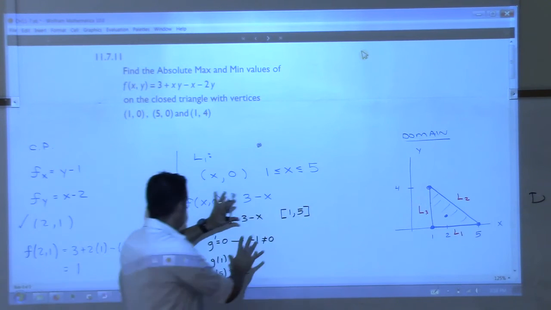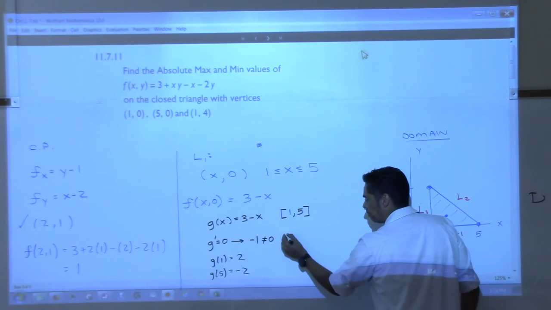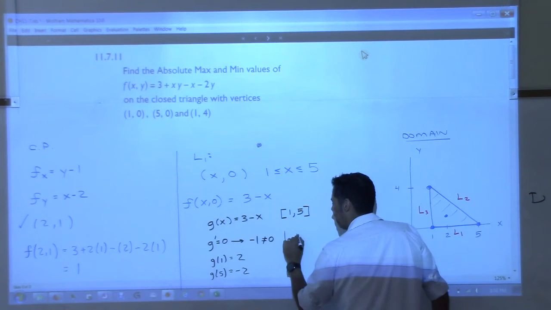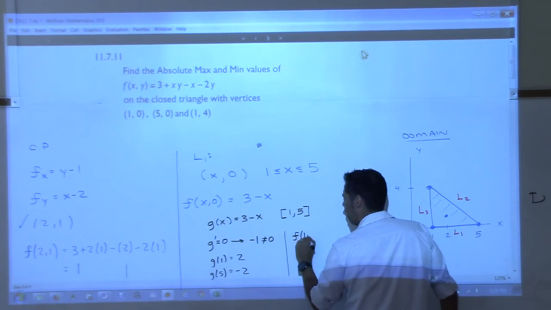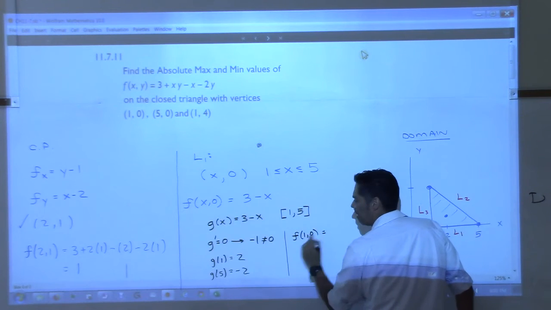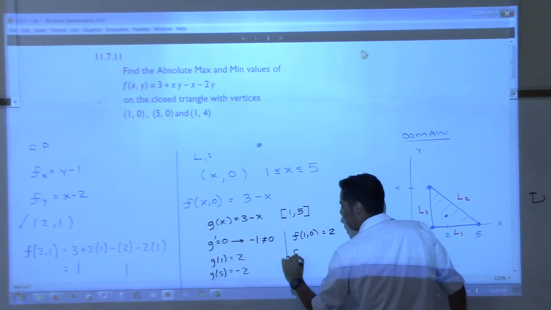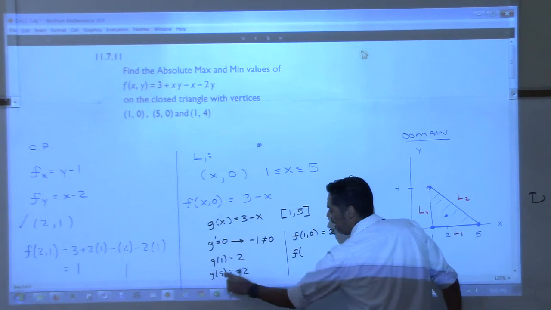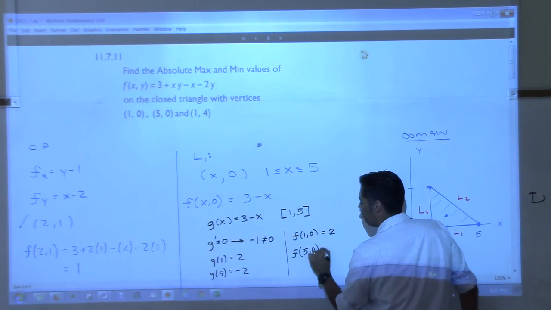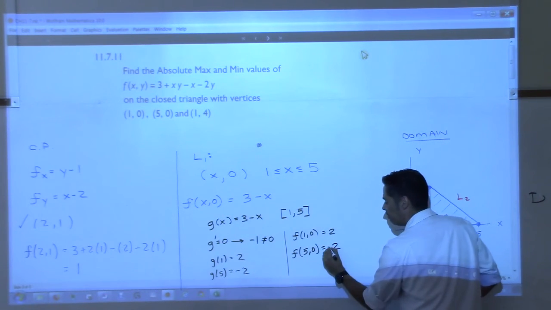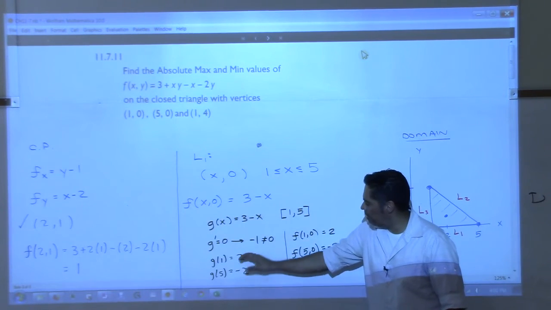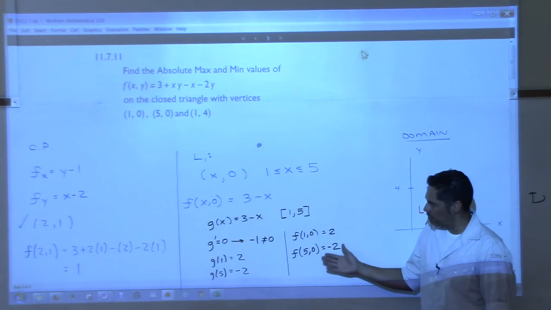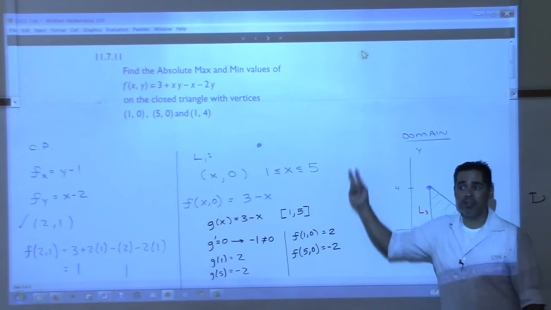So corresponding to what we have here, here's what I know. I know that at f, when my x value is 1 and my y value is 0, I get a value of 2. And when I plug in 5 for x and 0 for y, I get a value of negative 2. So this is just me trying to make it look like Cal 1, but this is the Cal 3 part. It's really an ordered pair going into the original function.